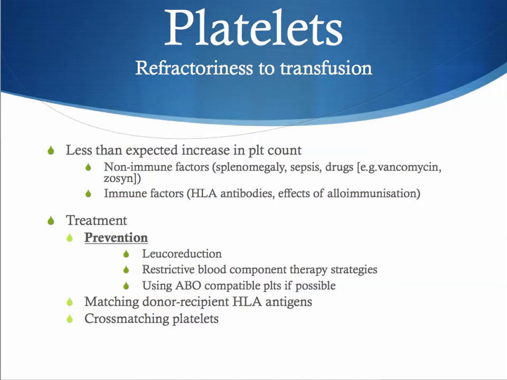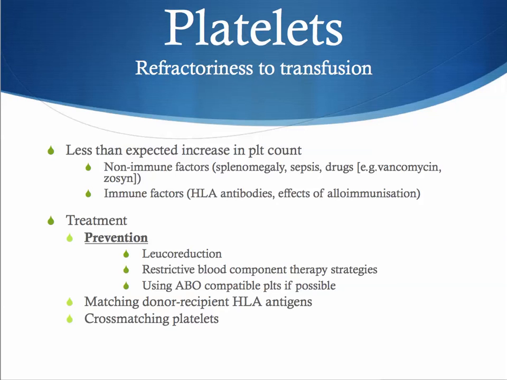What can we do? The best thing is to prevent it. If you use leuco reduction steps, therefore less HLA antibodies, therefore less alloimmunization. Overall, restrictive use of blood components is the best prevention to not have to deal with that. And if you use platelets, try to be ABO compatible. You don't have to, but it definitely decreases the amount of alloimmunization.